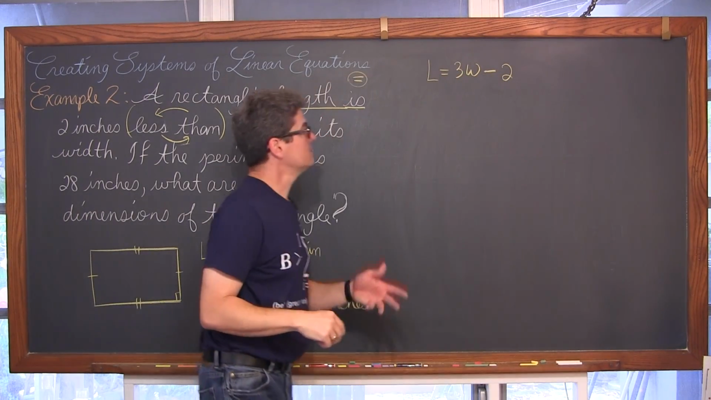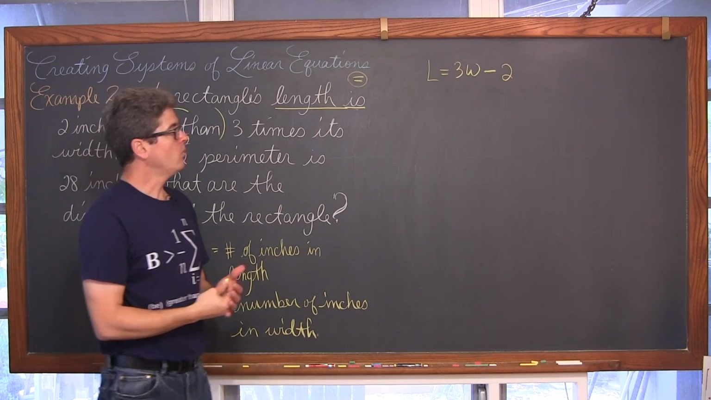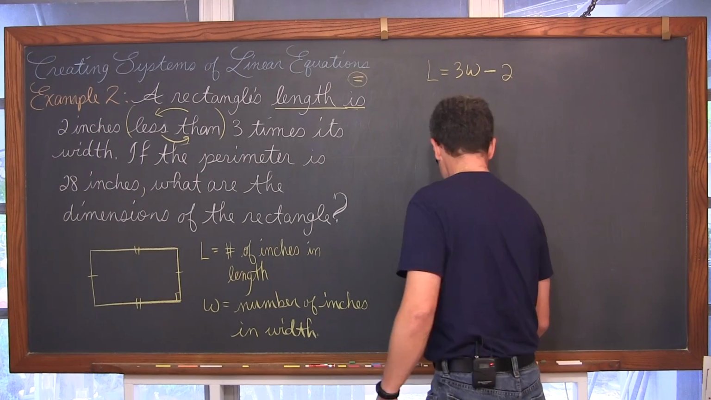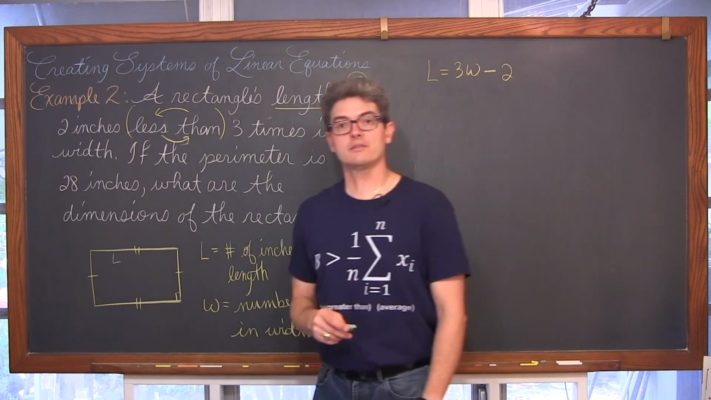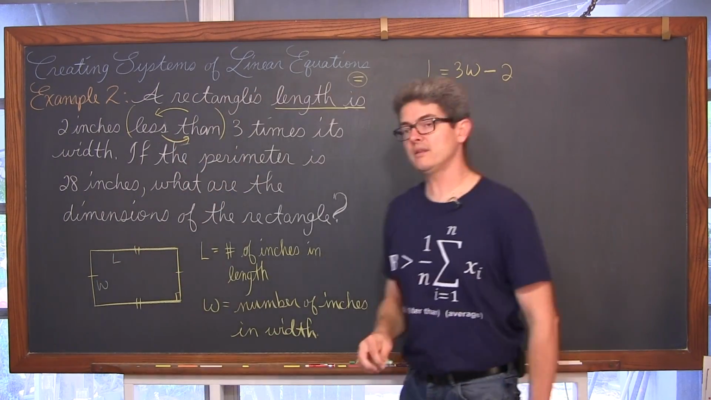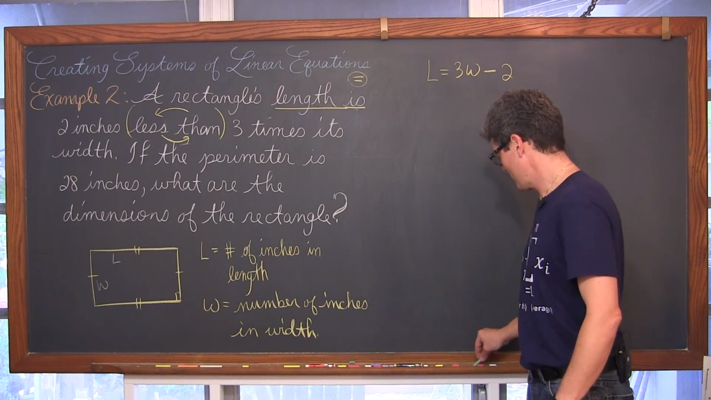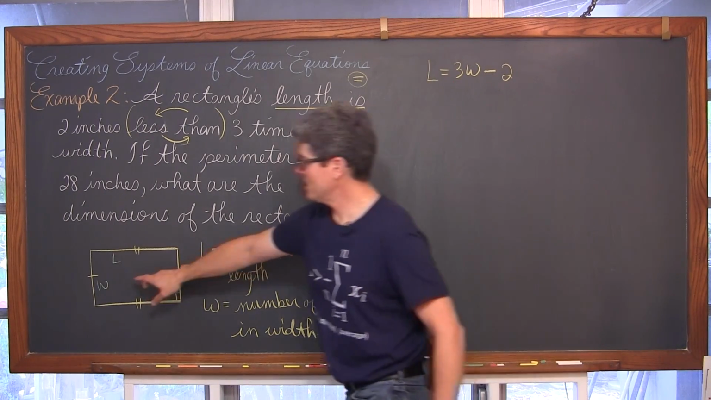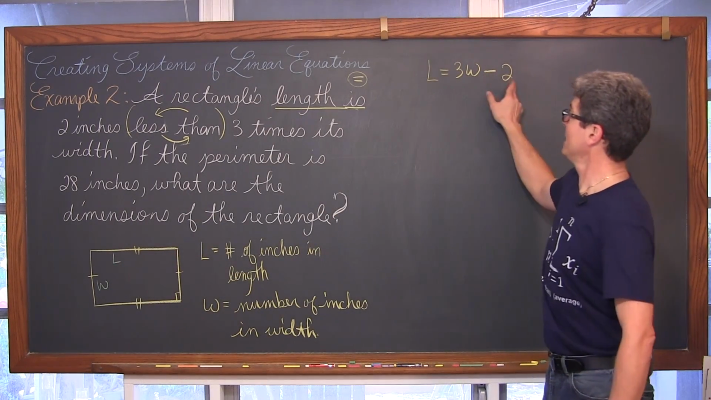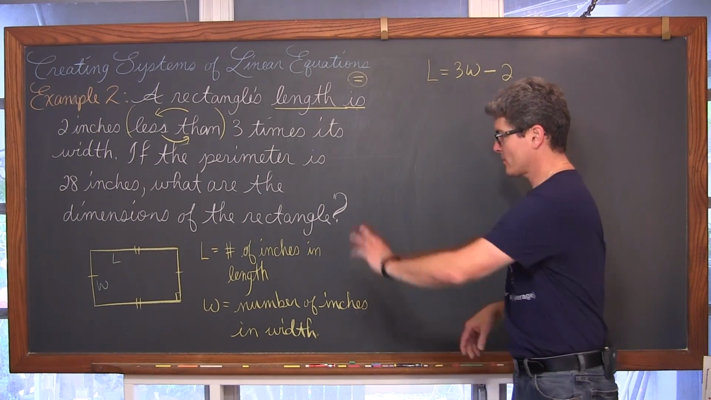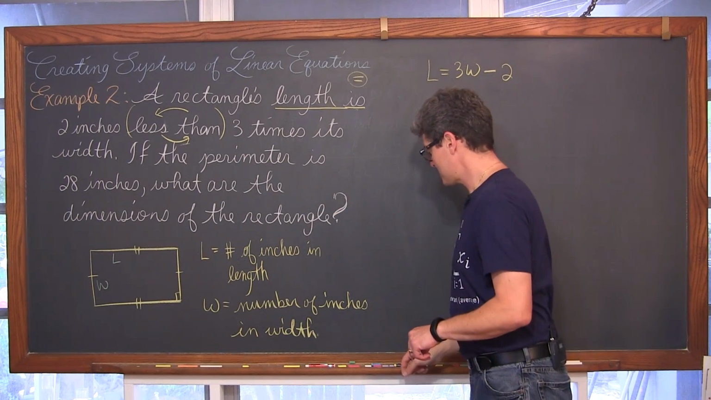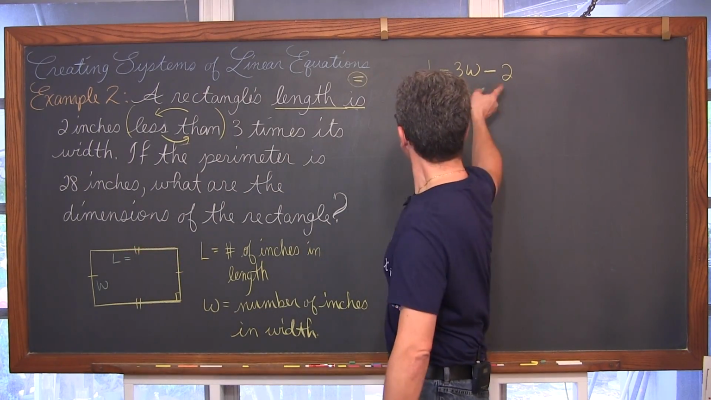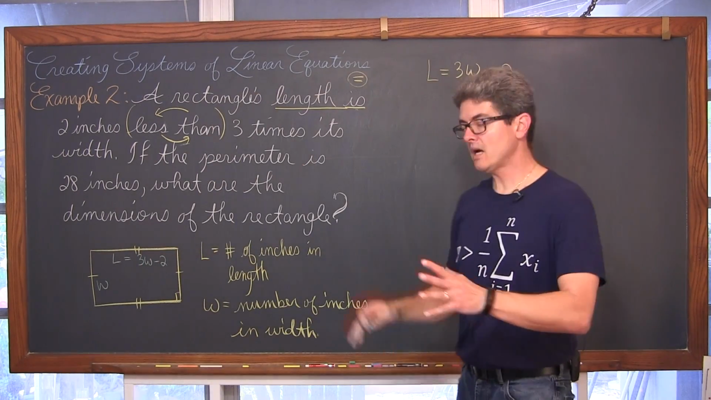So we don't know specifically what the length of the rectangle is, and it might be nice if I put maybe an L in here for length and a W here for width. I don't really know either measurement, but I do know that the length is 2 less than 3 times its width. So when I come back over here to the diagram, I can say length is equal to 3W minus 2.